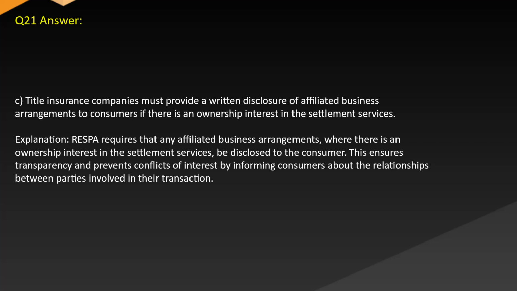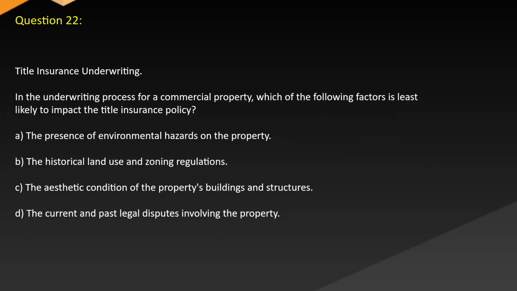Answer: C. Title insurance companies must provide a written disclosure of affiliated business arrangements to consumers if there is an ownership interest in the settlement services. Explanation: RESPA requires that any affiliated business arrangements where there is an ownership interest in the settlement services be disclosed to the consumer. This ensures transparency and prevents conflicts of interest by informing consumers about the relationships between parties involved in their transaction.